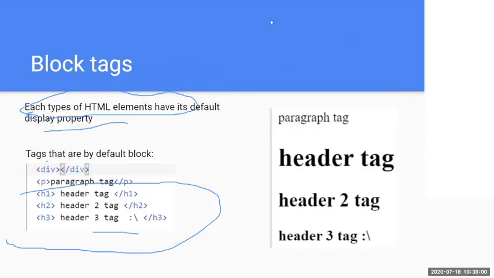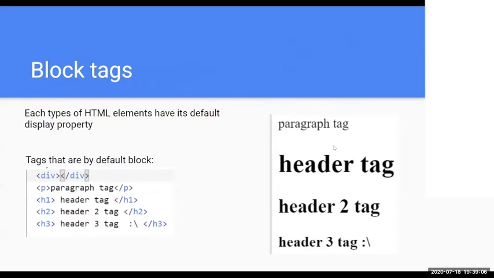Now let's take a closer look. This is the effect of block elements. Notice how they all take up a new line. They won't cram next to each other. They will always start in a new row. And all the HTML elements have their default display tag. Even if we don't specify display block or display inline, they will have default values.